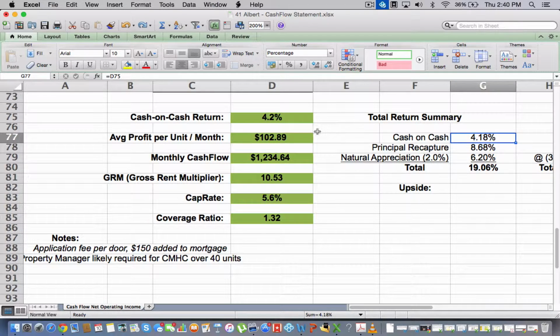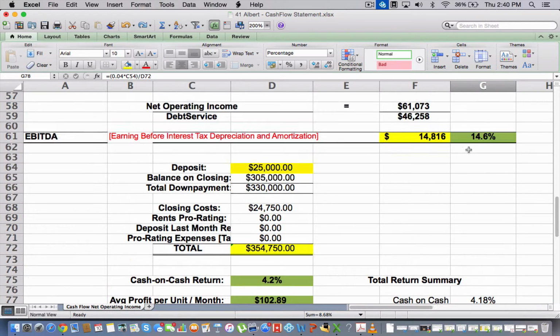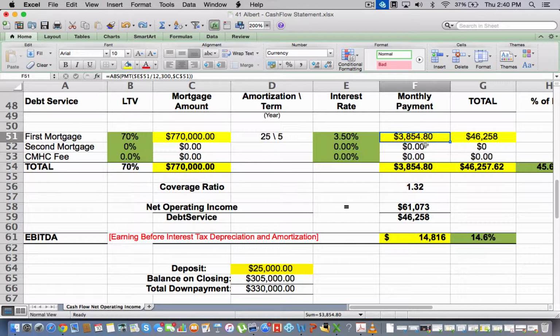So cash on cash, again, that's your basic cash return. Principal recapture is my favorite type of return calculation. And what this calculates is the return on the money that tenants pay down on the mortgage. So each and every month we're paying a mortgage payment in the amount of $3,854.80. Now, part of that's interest and part of that's principal, and the tenants are paying that down for you. So that's like a forced savings account.